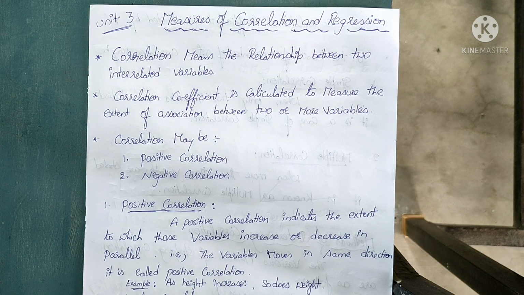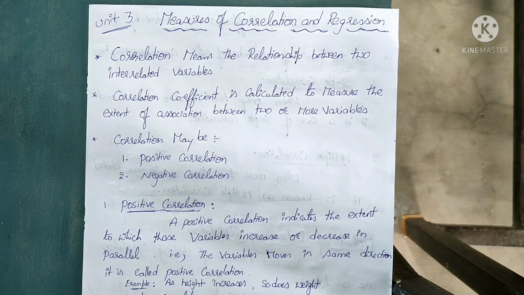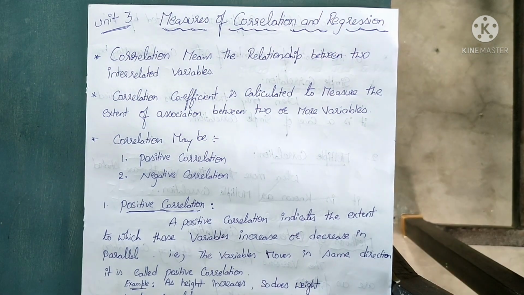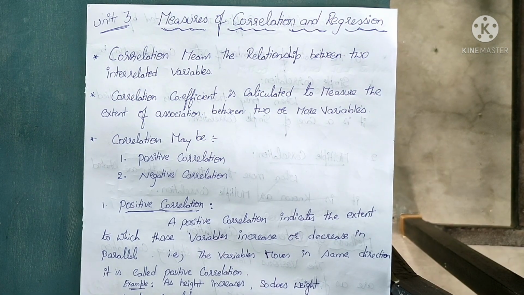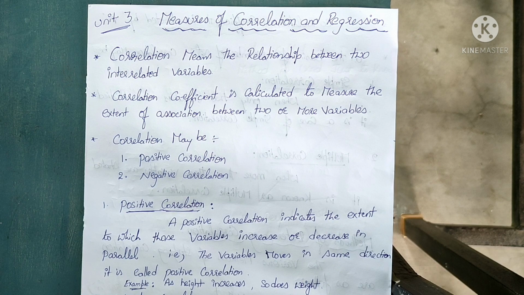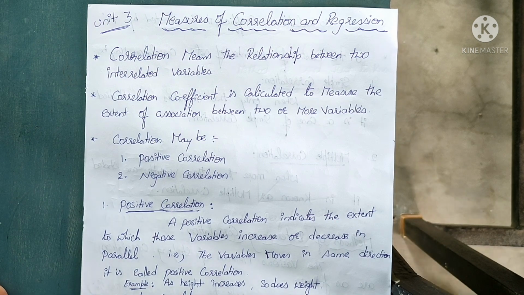Today, I would like to discuss the topic Measures of Correlation and Regression Analysis. That is Unit 3. Correlation. Correlation means the relationship between two interrelated variables. Correlation coefficient is calculated to measure the extent of association between two or more variables. So, correlation is used to measure the relationship between two variables, two interrelated variables.